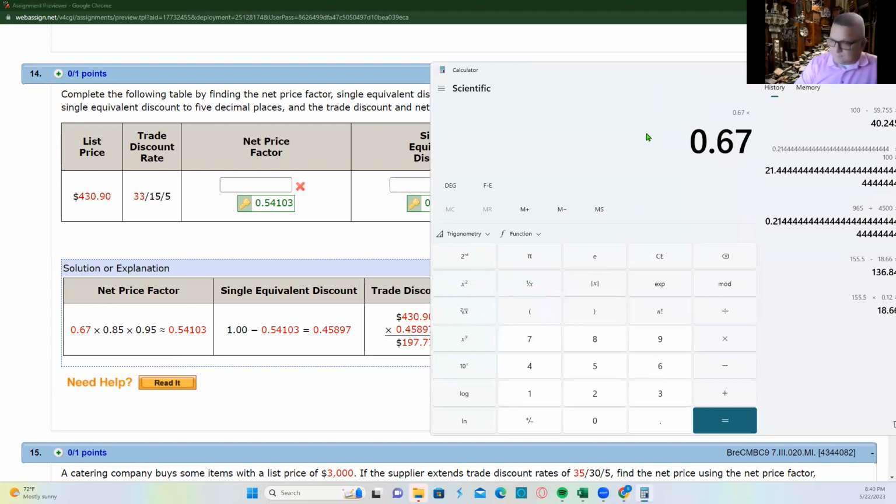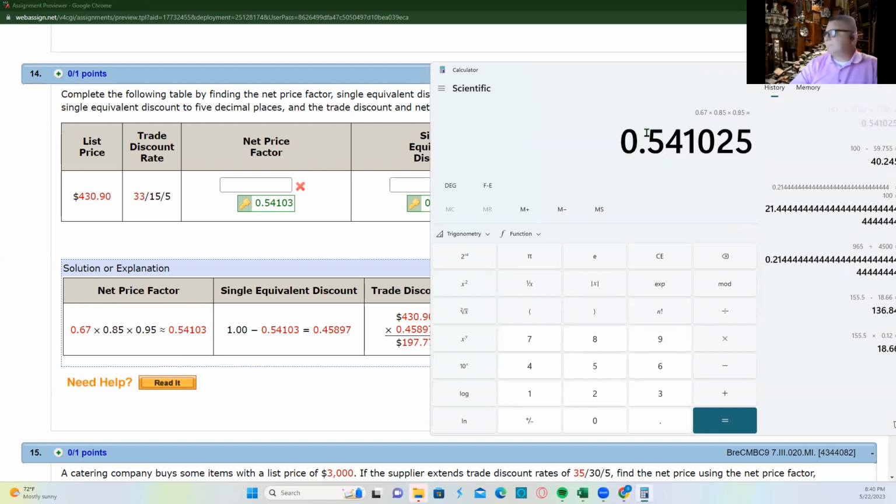0.67 times 0.85 times 0.95. See, they rounded it right here. Look over to the right, that's a 5. It means we add 1 here. That's how they get 54102.